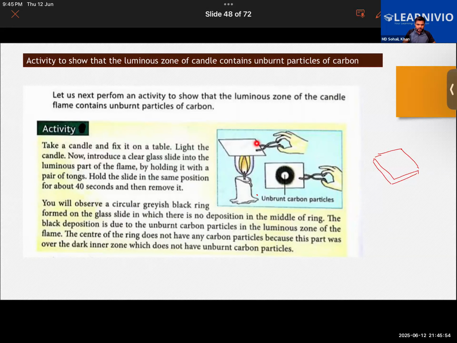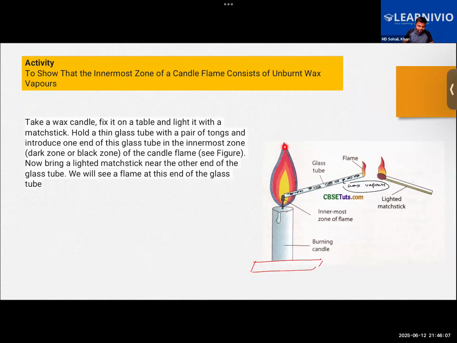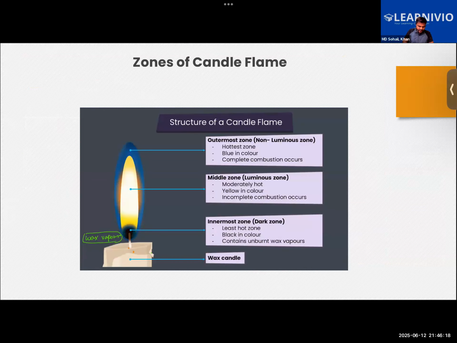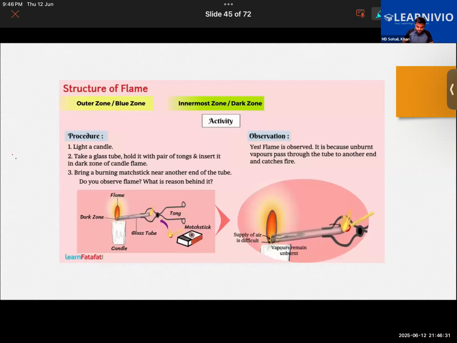Now with a pair of tongs, you are going to hold it. And where are you going to hold it? We're going to hold it in the luminous part of the flame. I'm not going to hold it over here, and not in the dark zone, but I will be holding it in the middle zone, the luminous zone. That glass sheet should be held in this part of the flame, not in this and not in this.